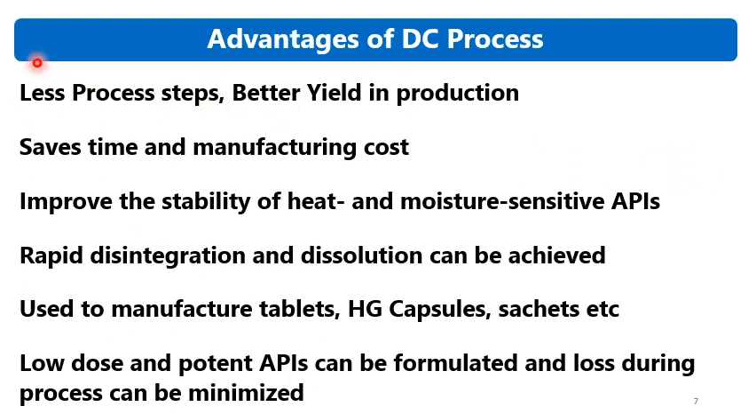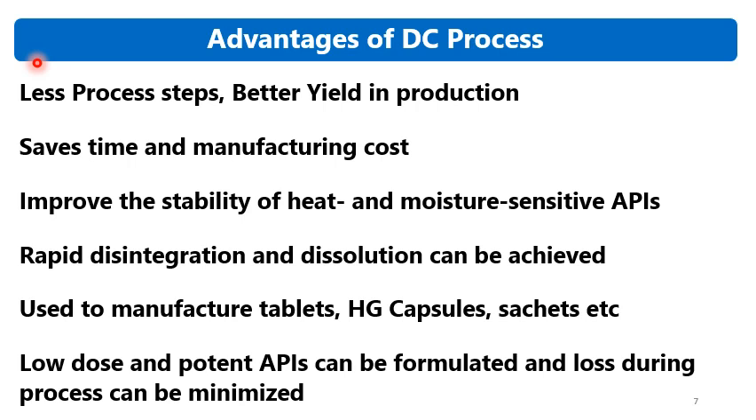Now we'll see what are the advantages of the DC process. As the DC process doesn't involve a number of steps, sifting, blending, lubrication and compression are the only steps. That's why the process steps are less, and because of this, the yield is good compared to other processes like wet granulation in production. Then it saves time and manufacturing cost. As the process steps are less, the time will be saved and manufacturing cost will be saved. Also, documentation will be less because of the fewer processing steps.